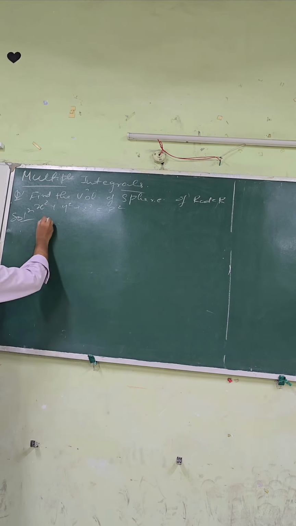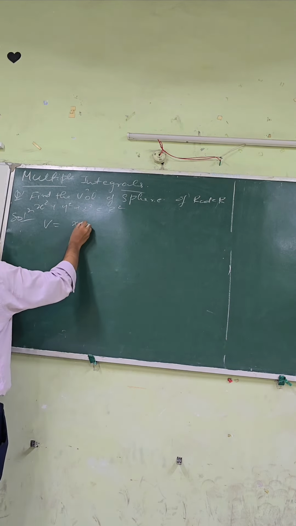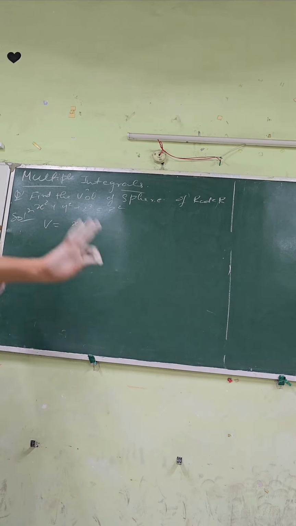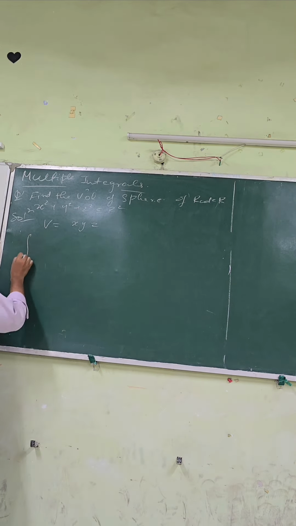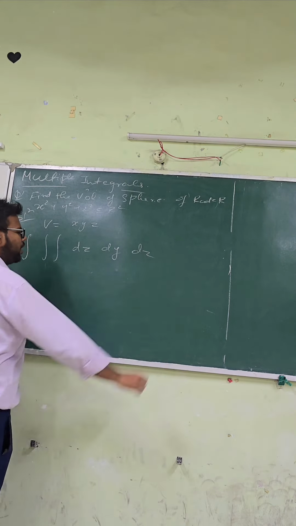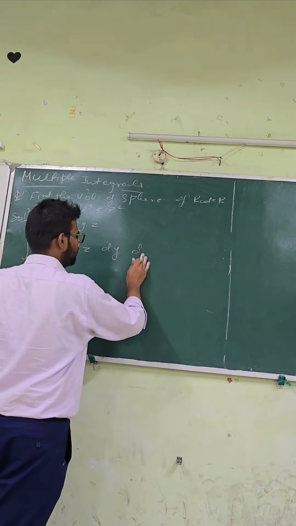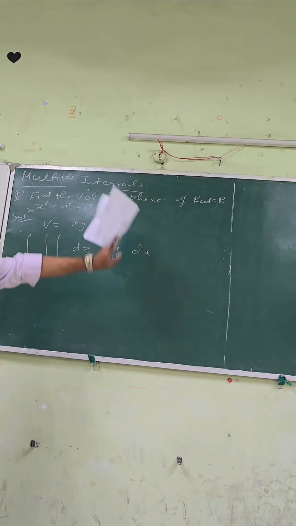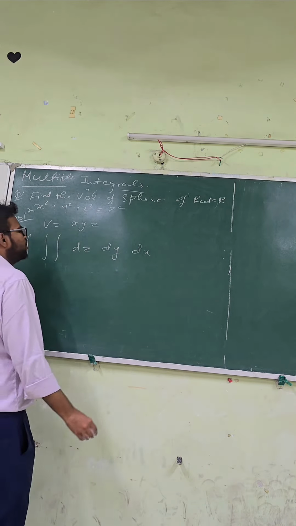So we write volume as equal to x y z, right? Length into breadth into height. That is how you write it in terms of integral. You write the integral dz dy dx, right? Like this, okay? Since it's a sphere, we can use the spherical coordinate system. It is very easy to do that.